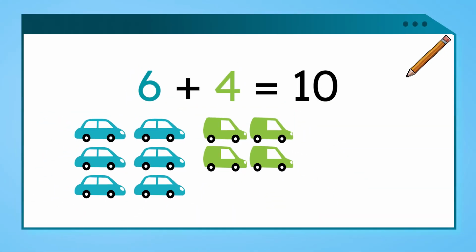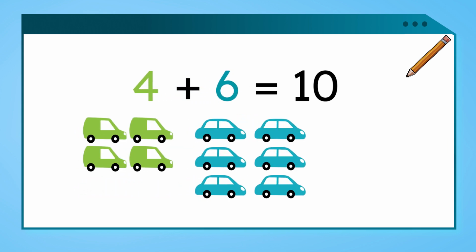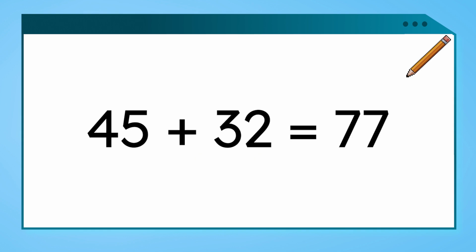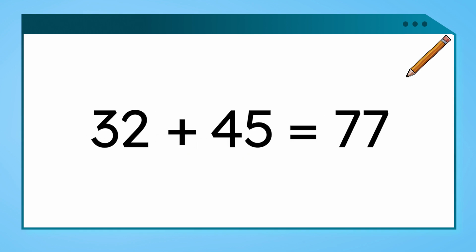Here's another example. If we know that 6 plus 4 equals 10, then we know that 4 plus 6 equals 10 too. No matter how big or small the numbers are, this will work. 45 plus 32 equals 77. So 32 plus 45 equals 77. Pretty cool, right?